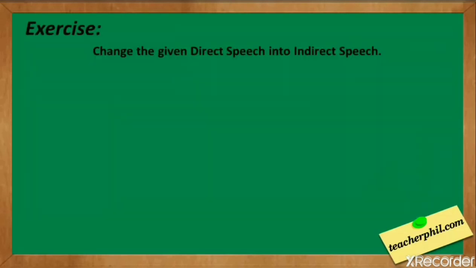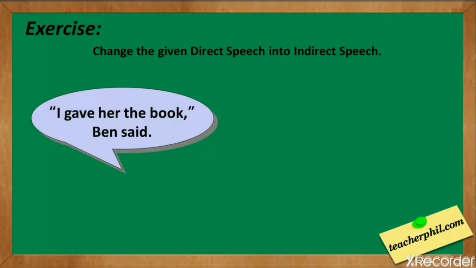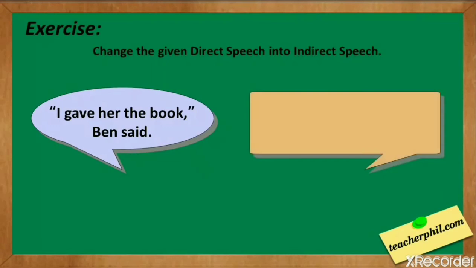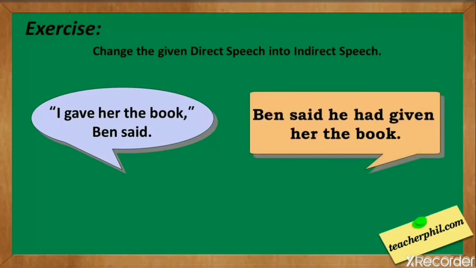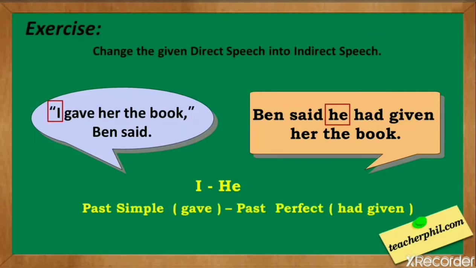For our exercise, change the given direct speech into indirect speech. The first one, I gave her the book, Ben said. The indirect speech is, Ben said he had given her the book. The pronoun I was changed into he, while the verb in past simple gave was changed into past perfect, which is had given.